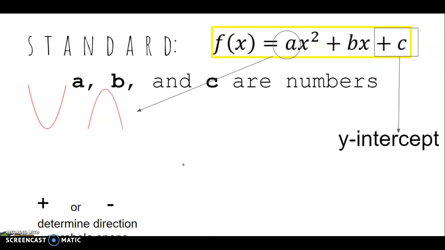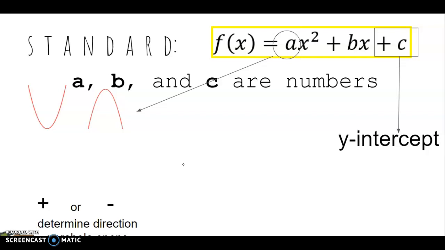So the standard form: standard form just means that it looks a little bit different than the x squared. We start adding different components to it. A, B, and C are just numbers, they're just variables in our equation. A lot like the standard linear, where we had Ax plus By equals C. This time we've got A, B, and C all on the same side. This little 2 right here makes it quadratic. So that's what gives it the U shape or the N shape.